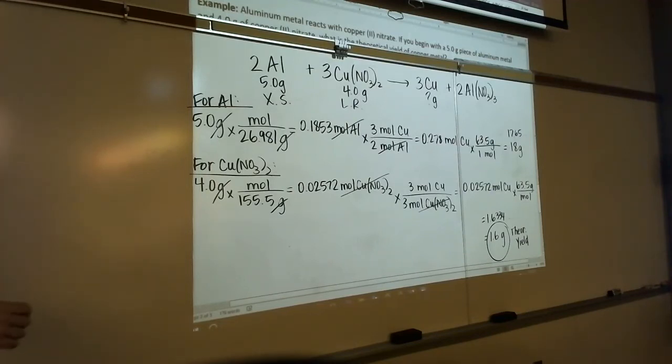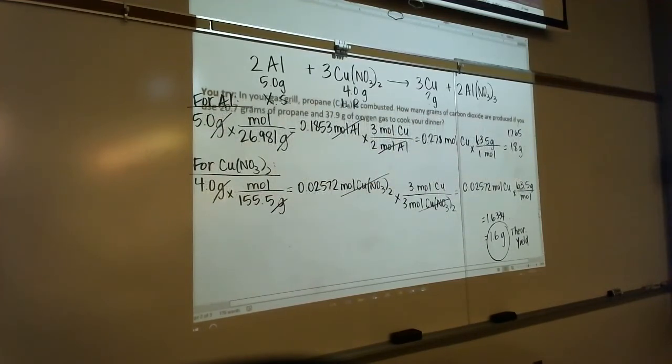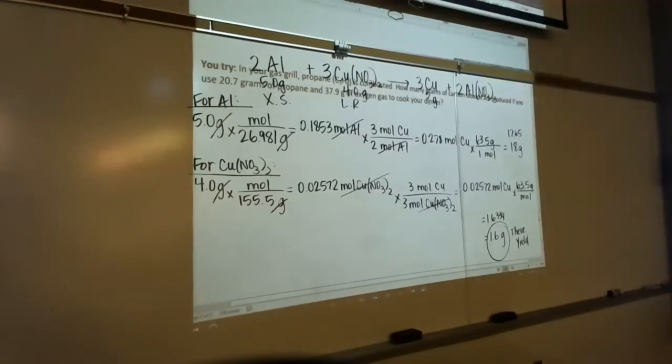How do we feel about this problem? I mean, it's no more difficult than the previous one. You just got to do it twice now instead of once. And that's it. All right, if you look on the next page, there are some for you to try. Well, one for you to try.